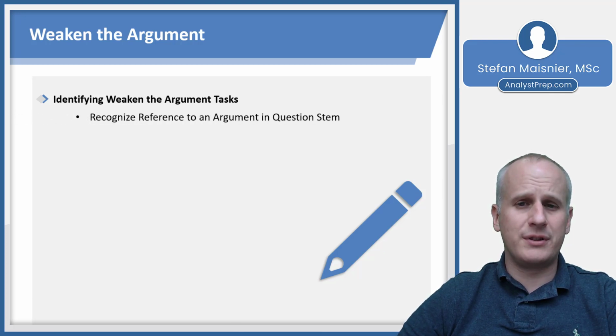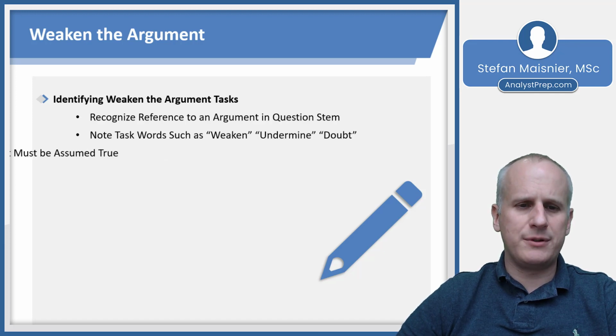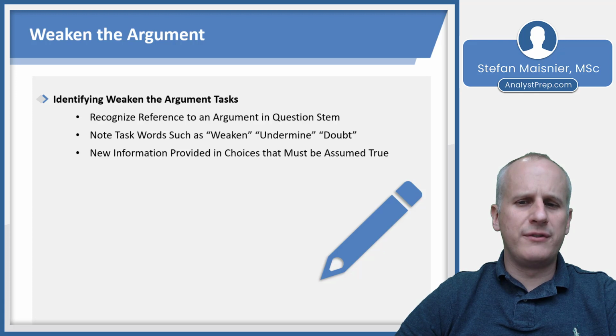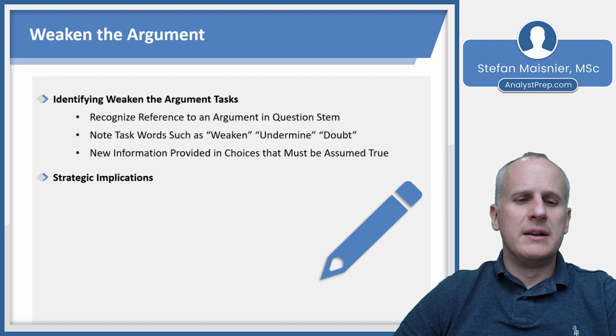First, of course, the prompt is going to include some sort of argument that is referenced in the question stem. You may also see just an oblique reference to a conclusion. You'll also note some task words such as weaken itself, obviously, undermine, and doubt. And you'll have new information provided in the answer choices that must be assumed true. So it'll say, which of the following, if true, most undermines the argument, something of that phrasing.